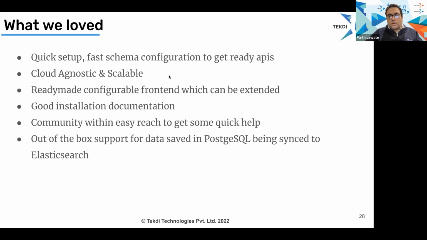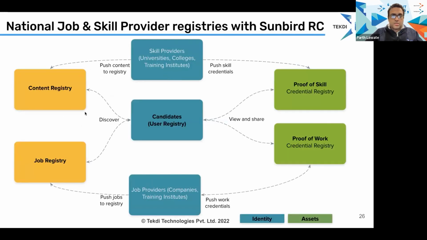So what we have done for these national job and skill powered registries is that we have integrated Kafka queues for all the transactions that happen in Sunbird RC, so that it can be scaled easily as a core feature. I think now even the community has picked that up, and that is already coming in the upcoming versions.